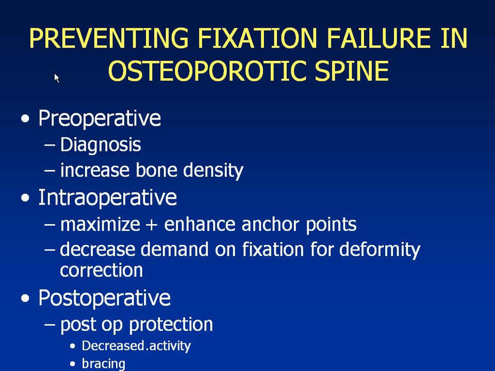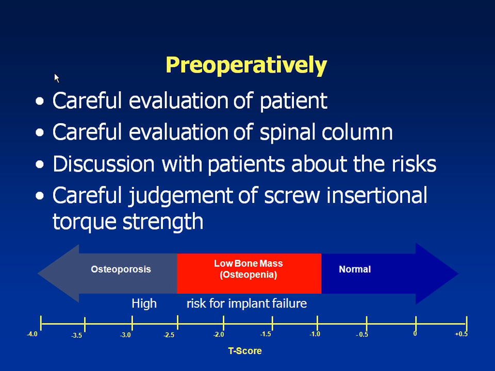Preventing fixation failure in the osteoporotic spine, in fact, starts with preoperative preventive measures. We may develop some strategies intraoperatively, and finally, postoperatively, we may have other preventive measures. Starting with the preoperative diagnosis, the only evaluation tool which may help us to develop preoperative or intraoperative strategies is the bone mineral density. And unfortunately, this is the only tool that we have in our hands.